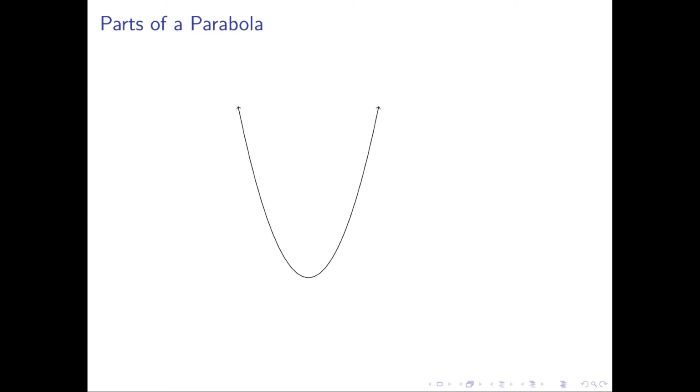Here's a parabola, and I'm going to give you some vocabulary to help you describe the parts of a parabola. First of all, the line that divides the parabola into two identical parts, mirror reflections of each other, is called the axis of symmetry. For the parabolas that we will be studying, it is a vertical line. It's not part of the graph itself, but it is a line of symmetry where if you were to fold the parabola along that line, the two halves would exactly match.